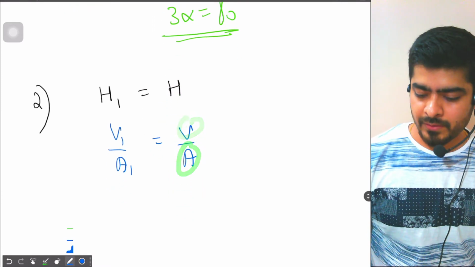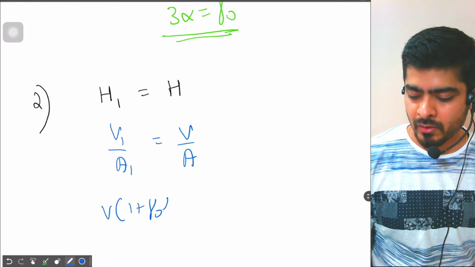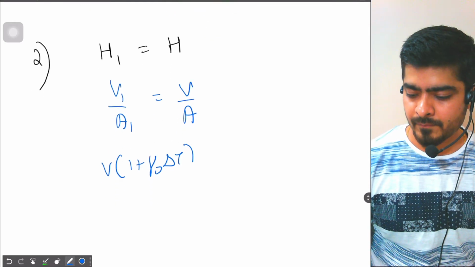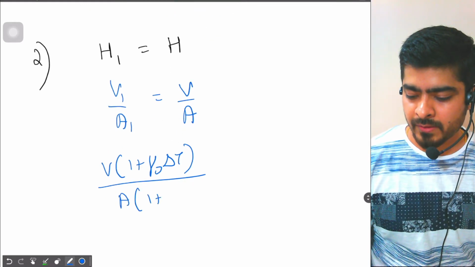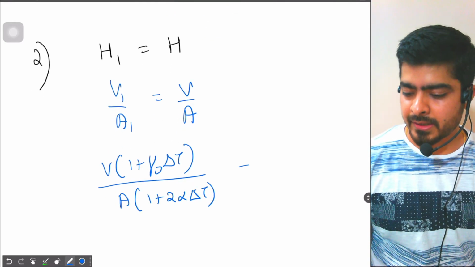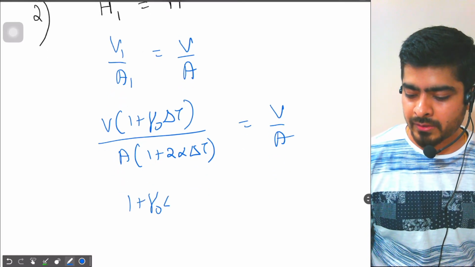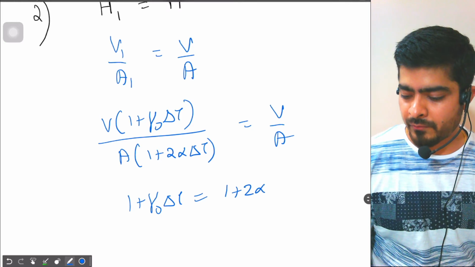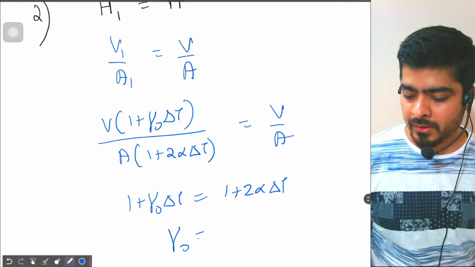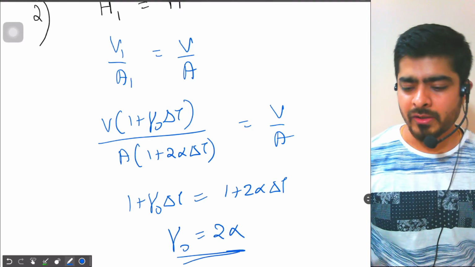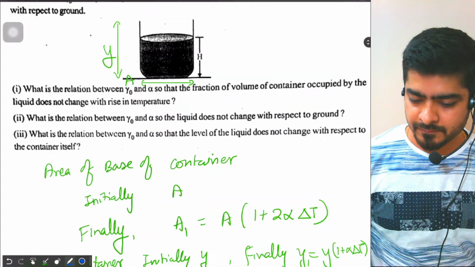So V1 is V1 plus gamma naught delta T, divided by A1, which is A1 plus 2 alpha delta T, and here we have V by A. So if you simplify this, you will get 1 plus gamma naught delta T is equal to 1 plus 2 alpha delta T, or gamma naught is equal to 2 alpha. Very easy. Now we come to the third part.